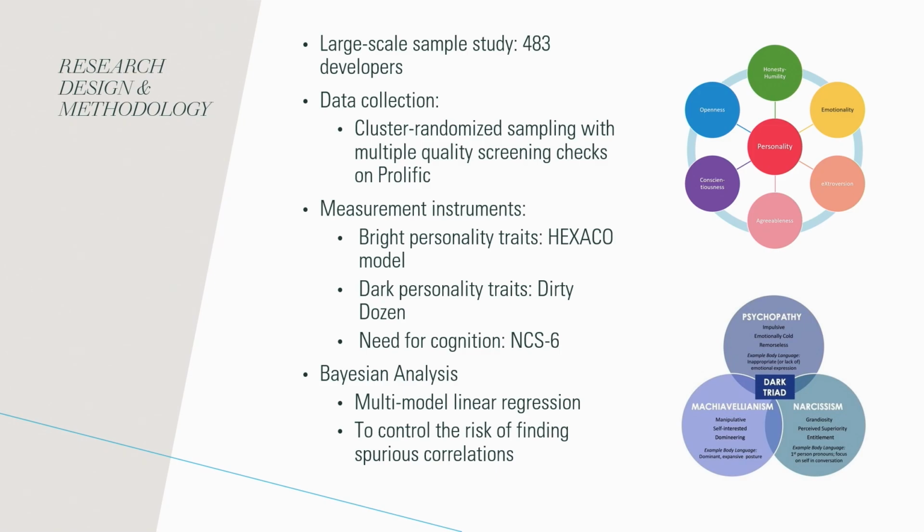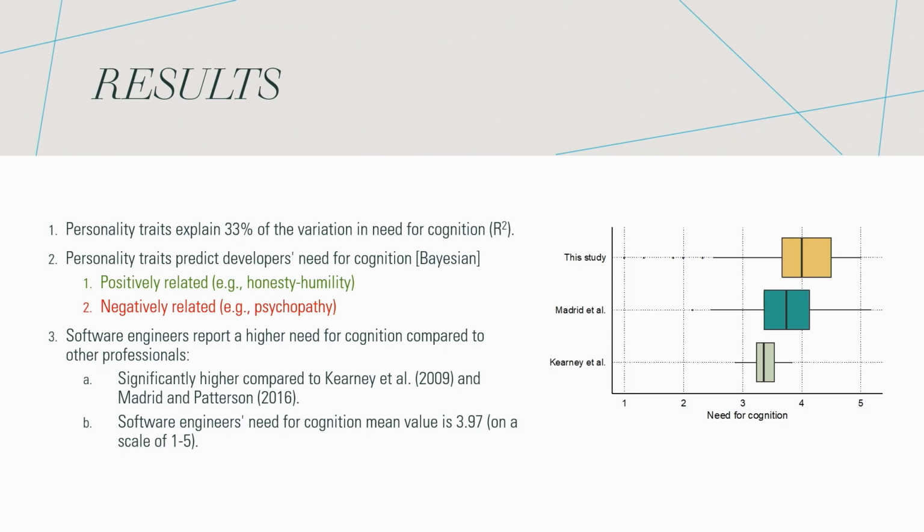It just includes a sixth trait, which is honesty-humility, and contemporary research in social psychology actually considers this a much more advanced and much more nuanced personality model compared to the Big Five or OCEAN model. In addition to that, we also measured the dark traits, namely psychopathy, Machiavellianism, and narcissism. And for need for cognition, we used the NCS-6 scale. As an analysis tool, we used multiple linear regression with a Bayesian approach to control the risk of finding spurious correlations.